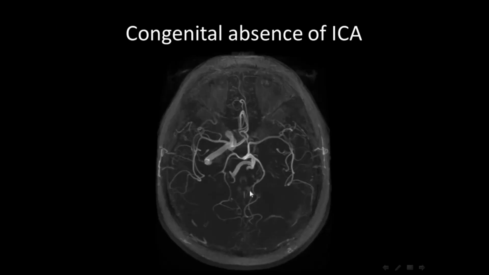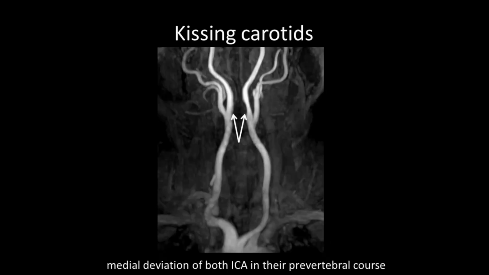This is a case of congenital absence of internal carotid artery. As we see on the right side, the internal carotid artery is formed and it's normal, but on the left side, we don't see any internal carotid artery. So this is a case of congenital absence of internal carotid artery. This is a kissing carotid condition in which the internal and external carotid arteries are tortuous and elongated. They are almost touching at the midline here.